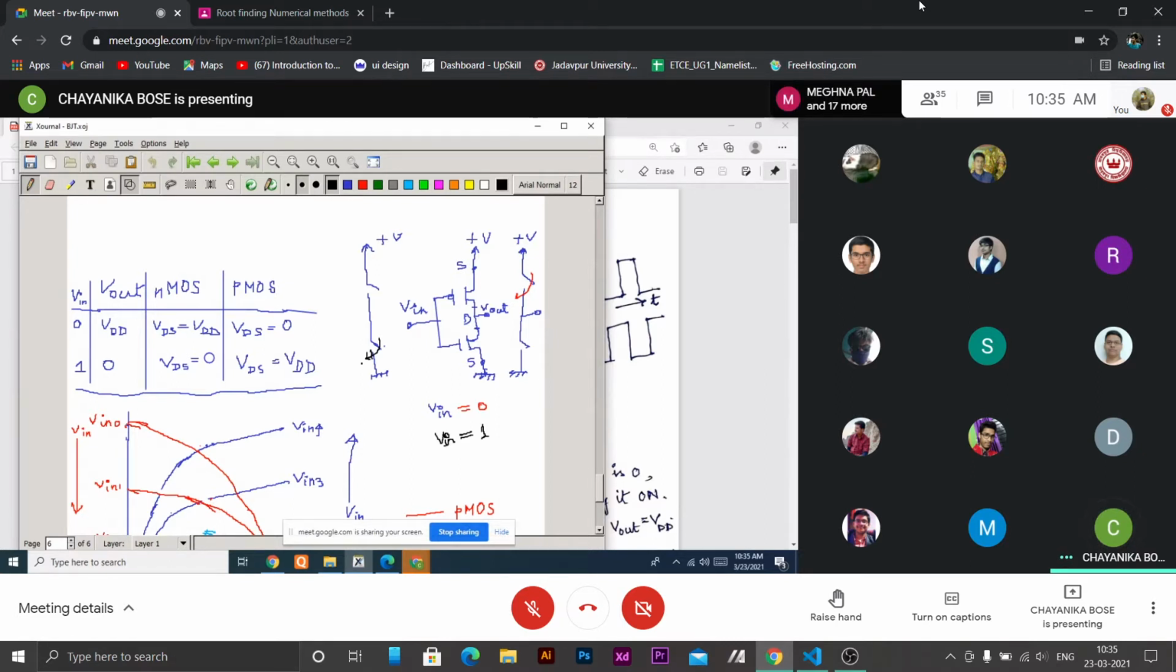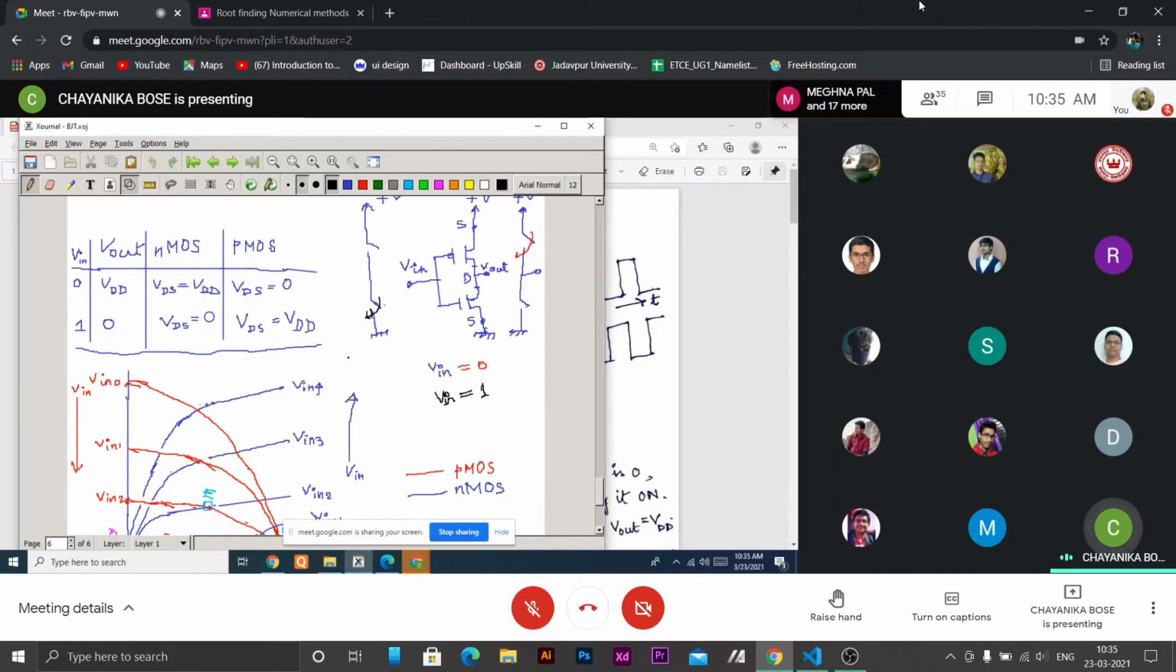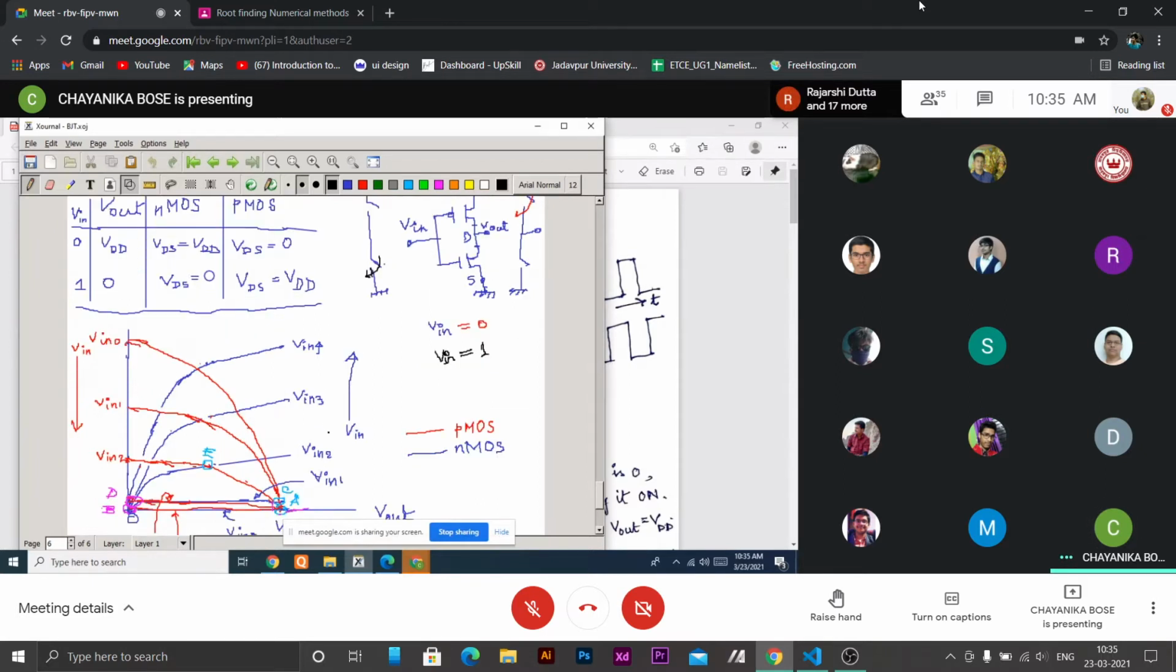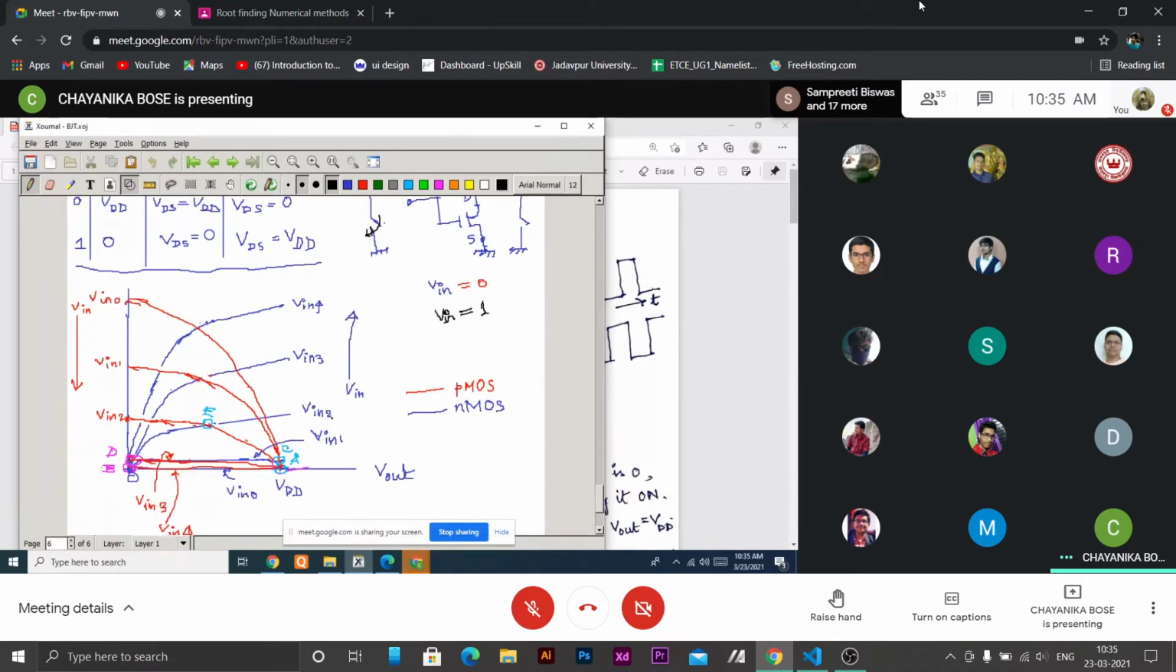Okay. So we will draw the curves, the characteristic of the two, PMOS or NMOS, as a function of V out. So it is our V out.